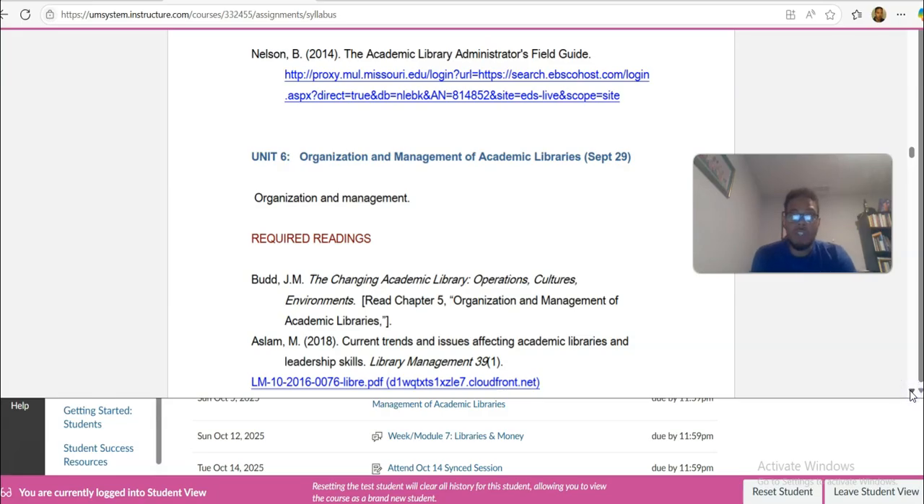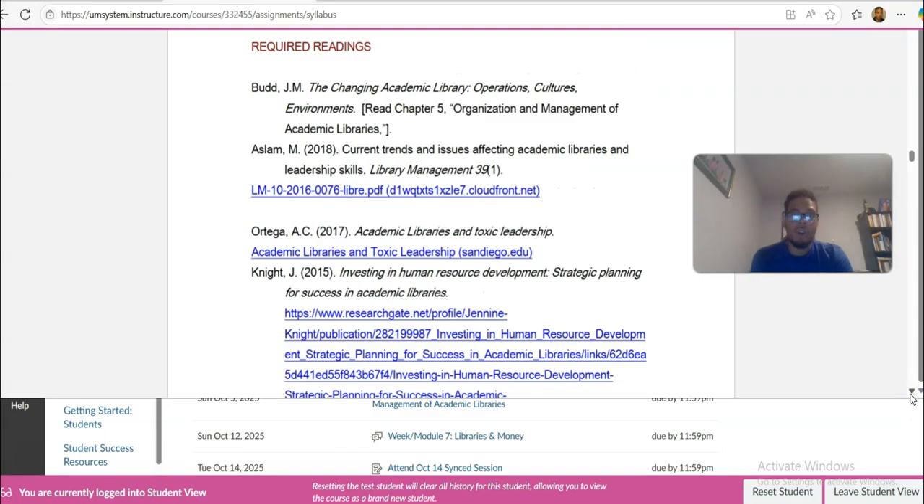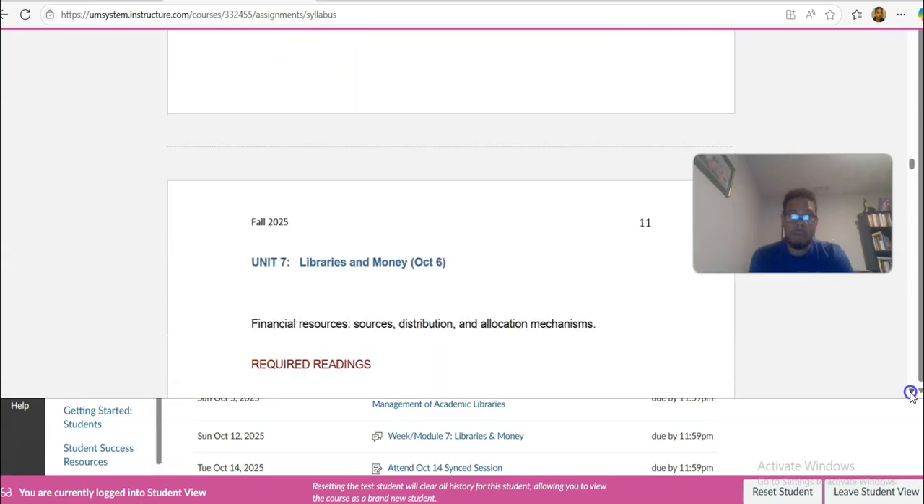Week number 6, organization and management of academic libraries. So that's kind of an extension of what we were talking about in the previous module for week 5, but there are some things that we're going to dive into a little more, including toxic leadership within academic libraries, which is a big problem.